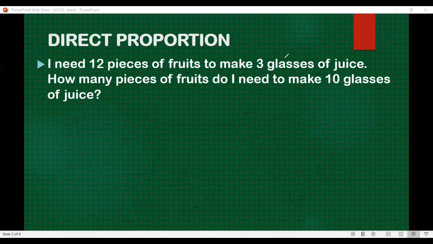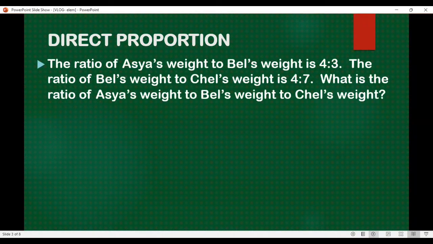Now, there are other cases wherein you could also use the direct proportion, but in this case, there are actually three variables which are included. So we have here the problem. The ratio of Asha's weight to Belle's weight is 4 is to 3. The ratio of Belle's weight to Shell's weight is 4 is to 7. The question is, what is the ratio of Asha's weight to Belle's weight to Shell's weight?